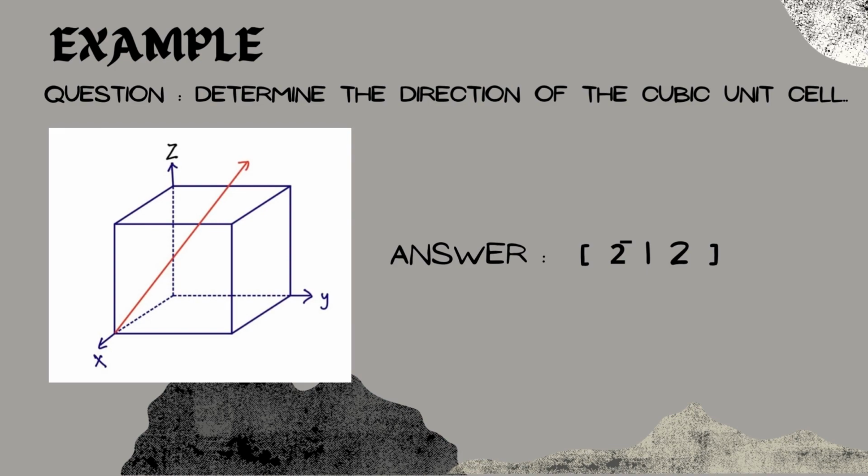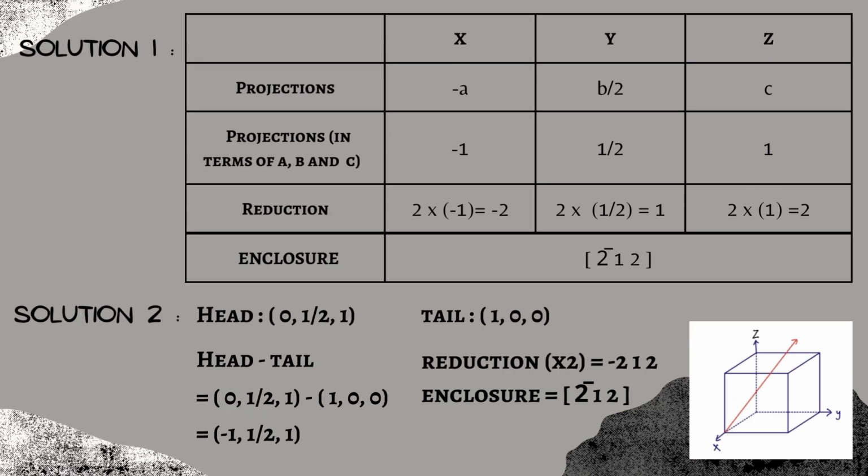Example, determine the direction of the cubic unit cell. First method is using a table. The projection from origin move to negative direction of x-axis, follow by positive direction of y-axis and move upwards to z direction. After that, multiply all the x, y, z direction by 2 to get negative 2, 1, 2. Last, square bracket the answer.